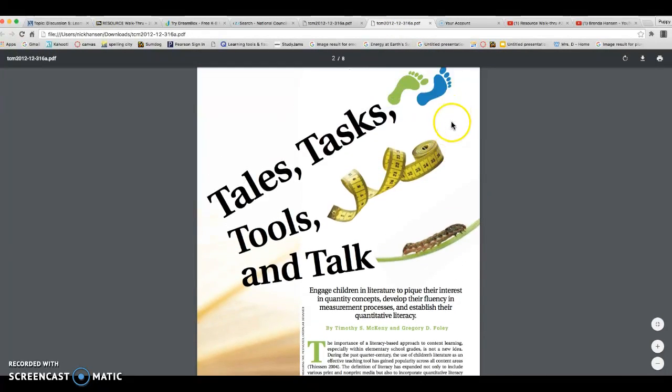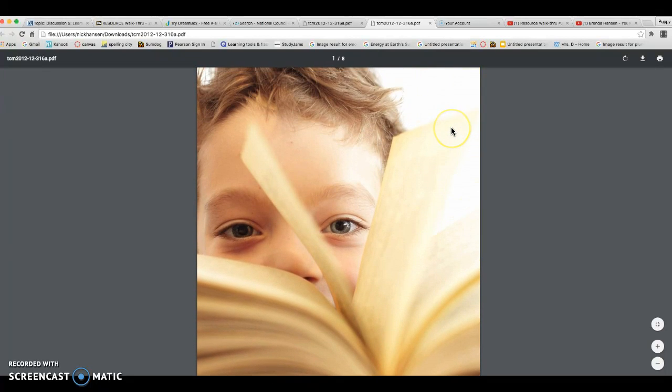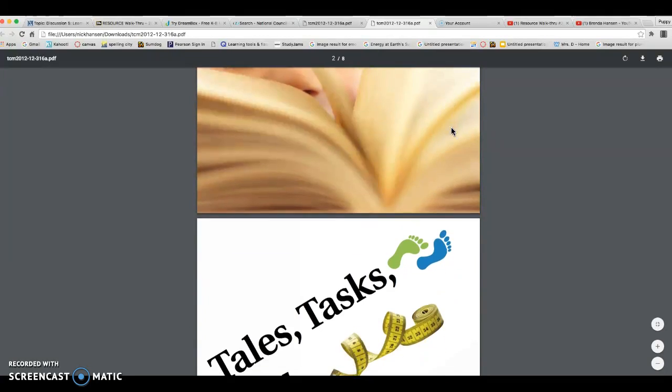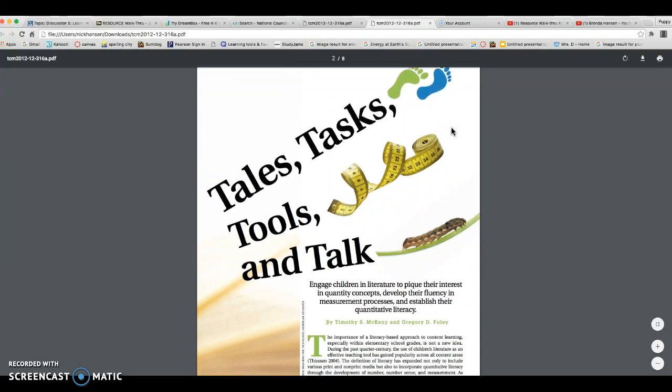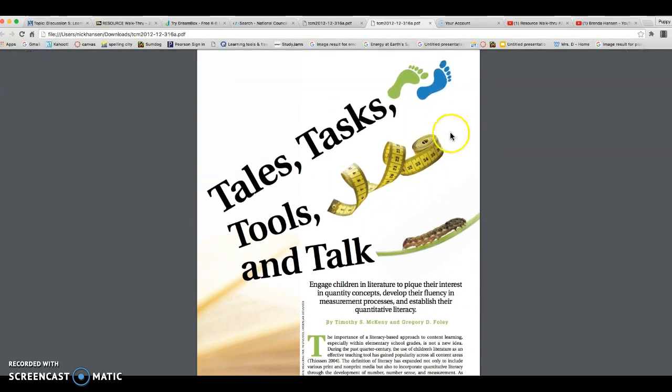The title, there's actually a front page. It shows just a child reading a book. But the title is Tales, Tasks, Tools, and Talk. Engage children in literature to pique their interest in quality concepts, develop their fluency in measurement processes, and establish their quantitative literacy. This article is written by Timothy S. McKinney and Gregory D. Foley.